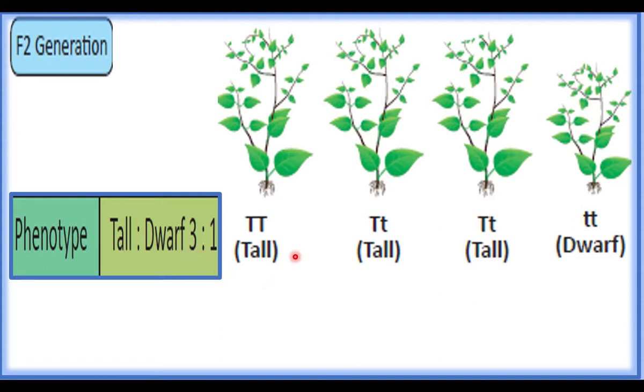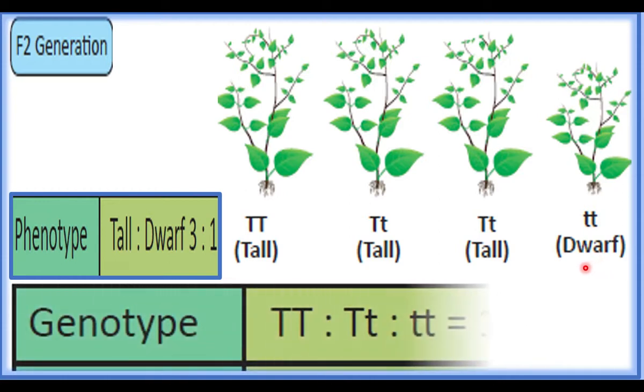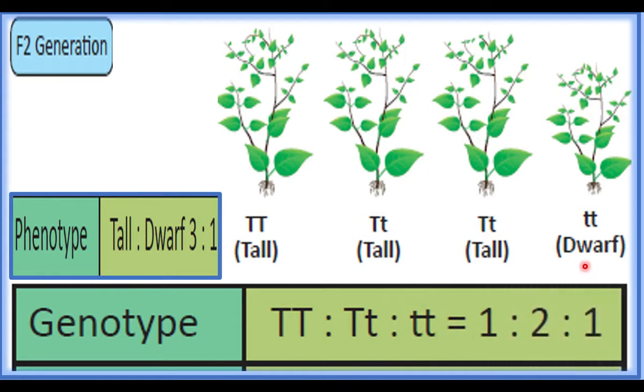And the genotypes are capital T capital T 1, capital T small t 2, and small t small t 1. So the genotypes appeared in the ratio of 1:2:1. So the genotypic ratio of a monohybrid cross is 1:2:1 and the phenotypic ratio of a monohybrid cross is 3:1.